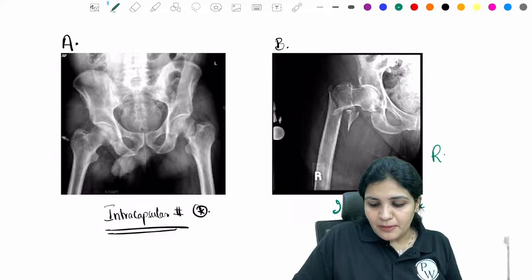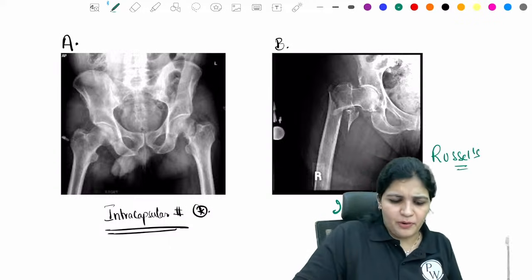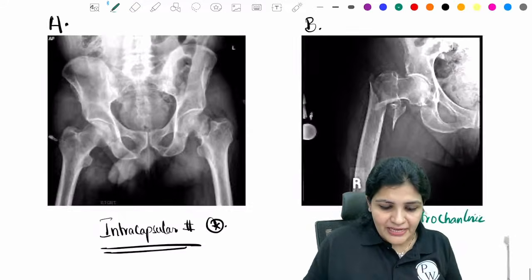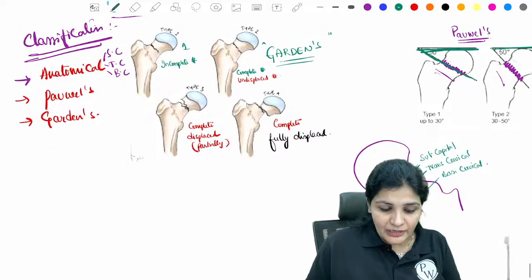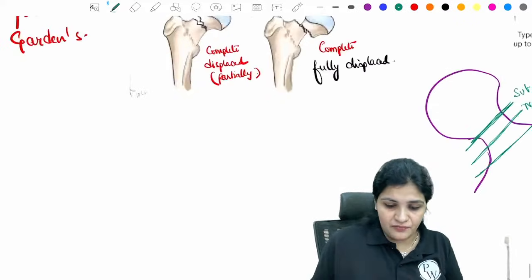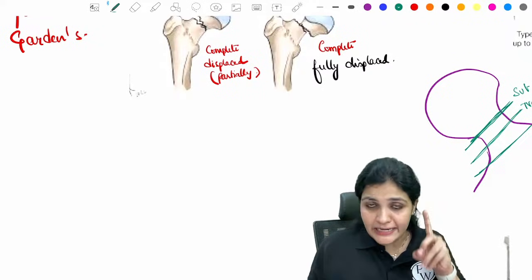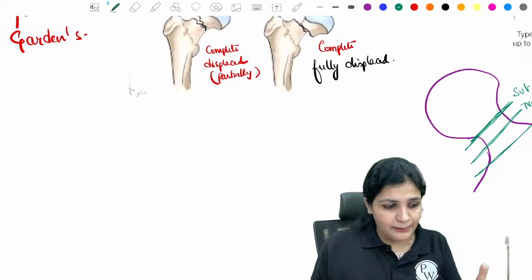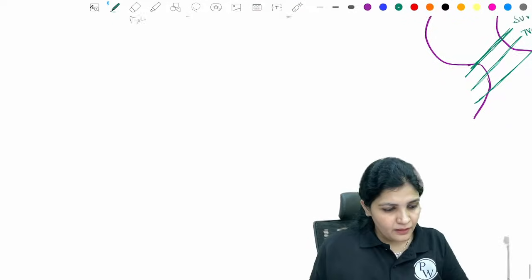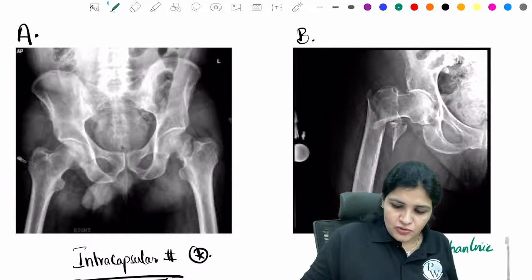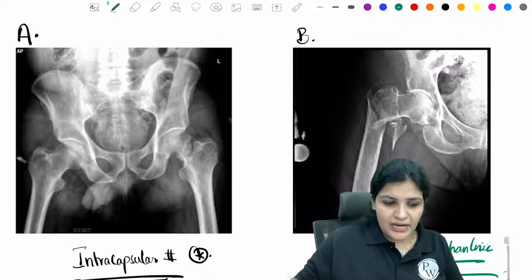You can just remember there is a Russell's classification, but not very important. Just leave it. No need to remember any classification for IT, but for IC you have to remember the anatomical, Powell's and Garden's classification. And signs and symptoms, I have told you the patient will come with external rotation and shortening of the limb, right? This is IC. This is IT. So this is intracapsular, this is intertrochanteric fracture.